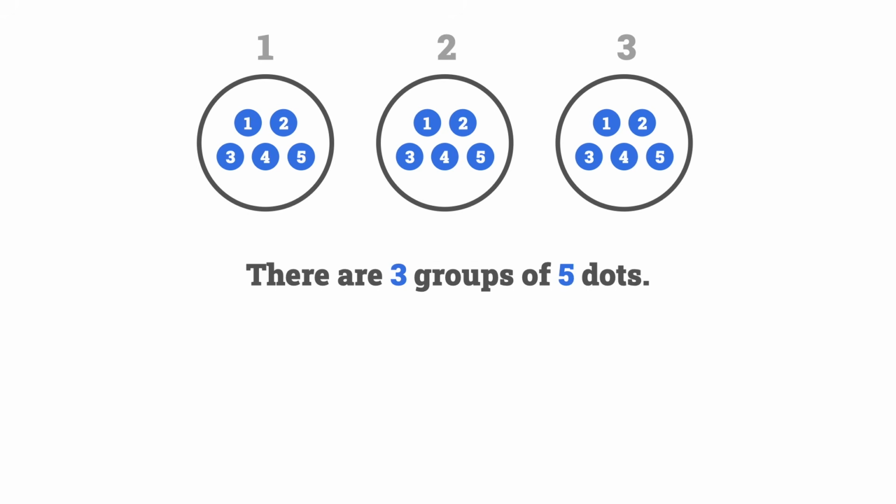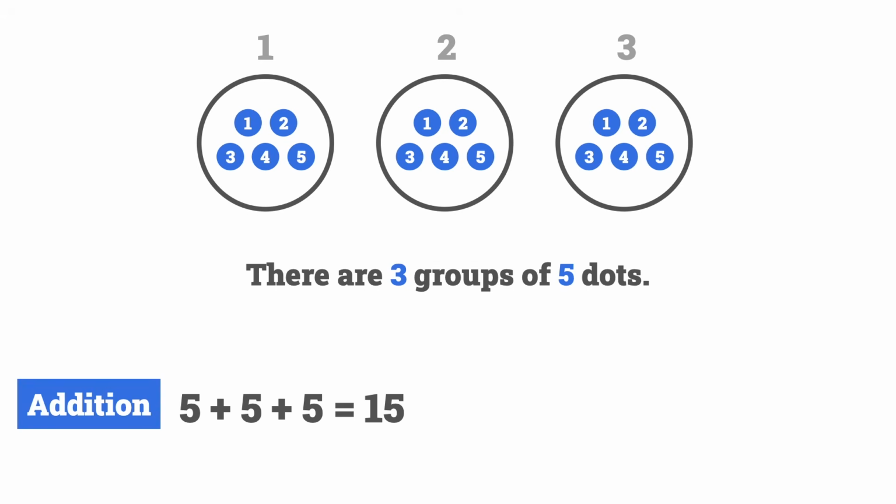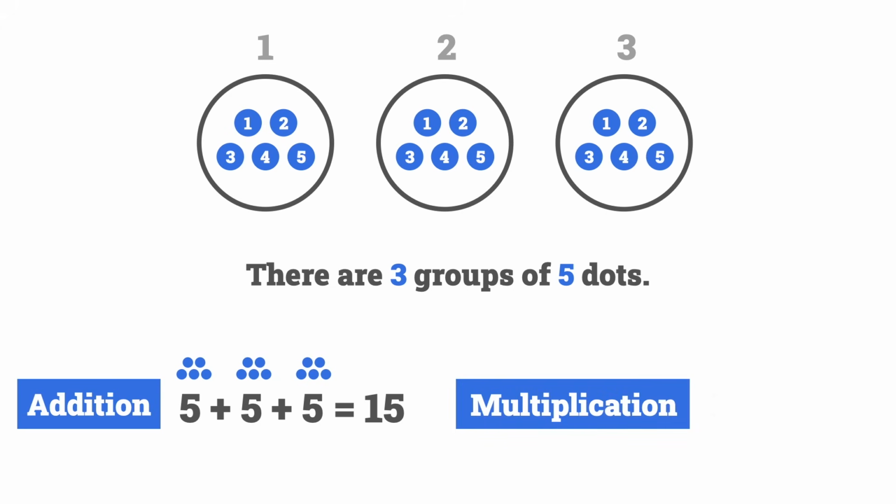But how else could we describe this model? Using addition, we could say that 5 plus 5 plus 5 equals 15, because there are 3 groups, and each group has 5 dots. We could also describe this model using multiplication. We could say that 3 times 5 equals 15. 3 tells us the number of groups. 5 tells us the number of dots in each group.